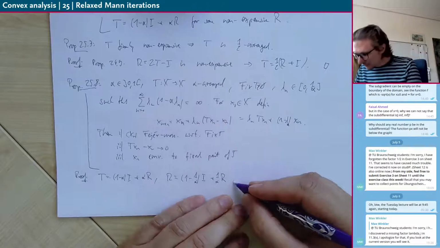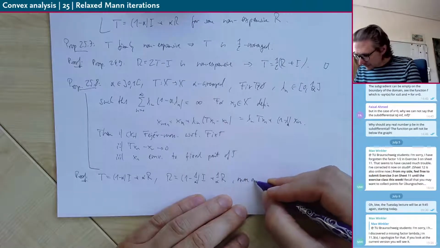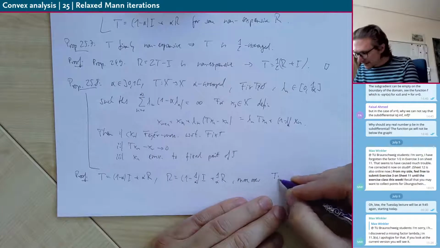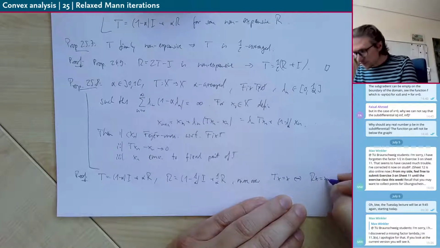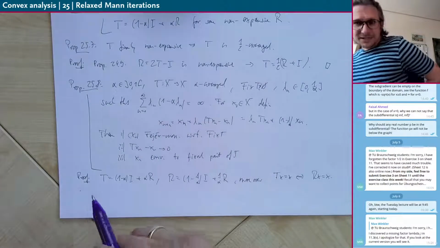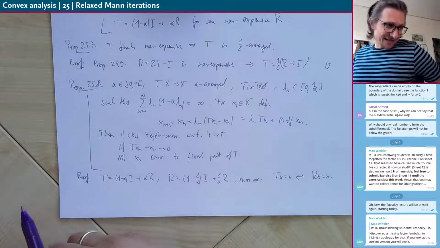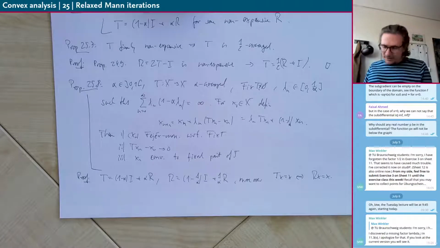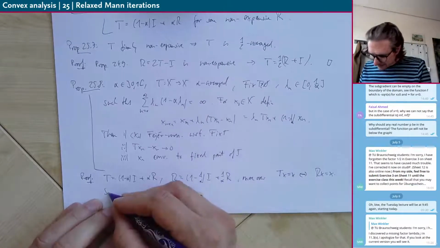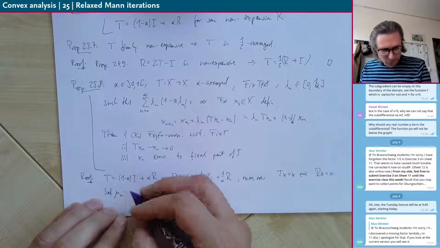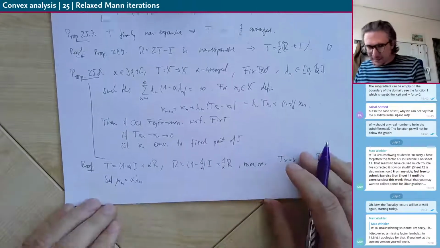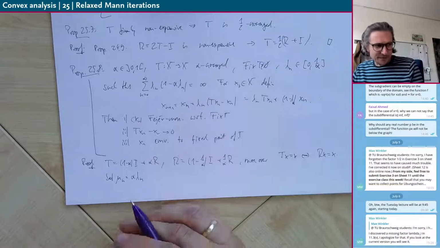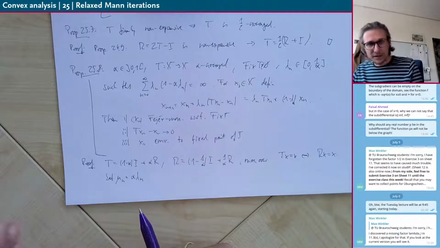Okay, and moreover, we have that Tx equals x if and only if Rx equals x. So the fixed points of T and R are exactly the same. Okay, now we set mu_n equal to alpha times lambda_n, and then we can rewrite the iteration which we have in T also in R.